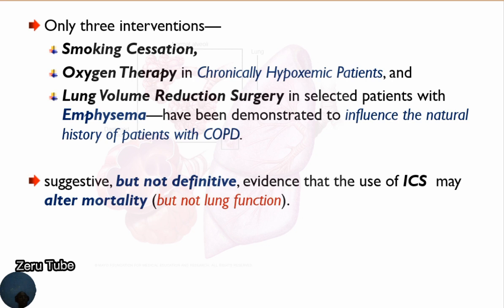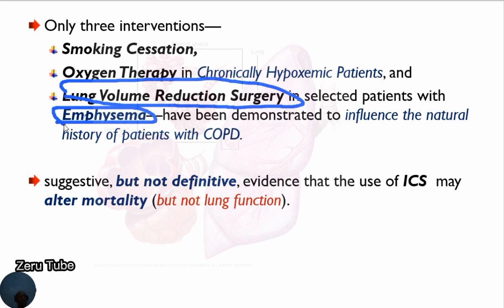Next to that, we give oxygen. And in advanced disease, we can do lung volume reduction surgery. We can do lung volume reduction surgery, selecting a patient with emphysema. If you give medication and supportive care but the patient is not responsive to those cares, we can undergo lung volume reduction surgery mainly for emphysematous patients.